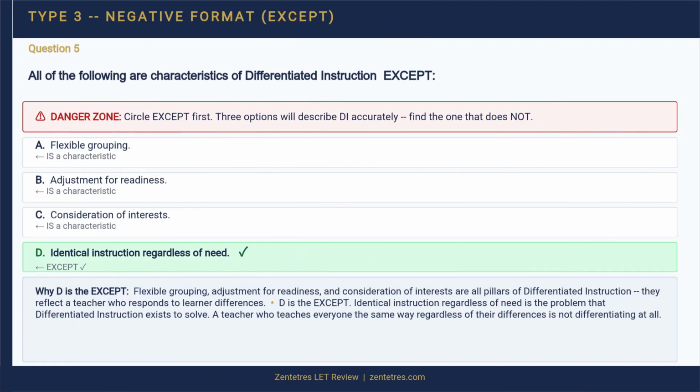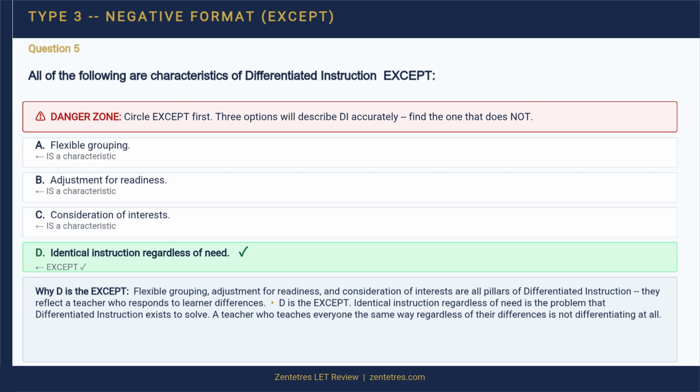Type 3. Negative format. Circle except. 3 options will describe DI well. Find the one that does not. A. Flexible grouping. Yes. Students are grouped differently depending on the task and their needs. B. Adjustment for readiness. Yes. Teachers respond to where students are, not where they think they should be.